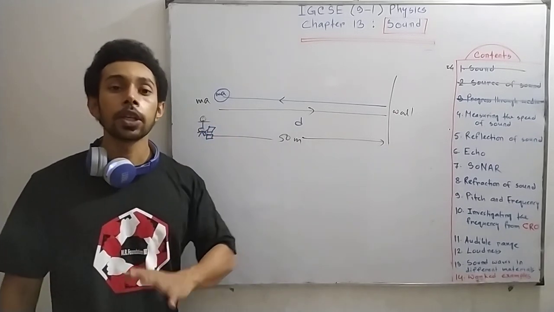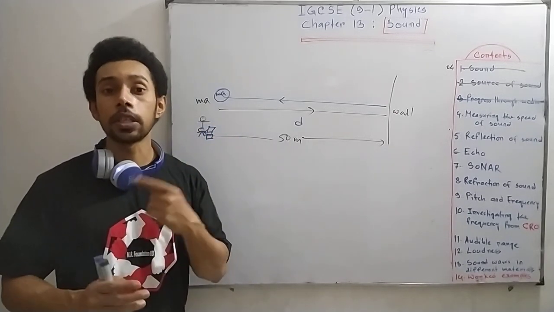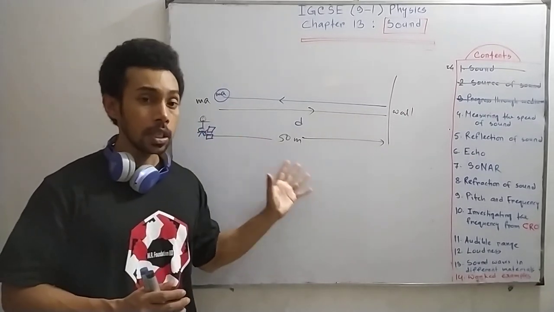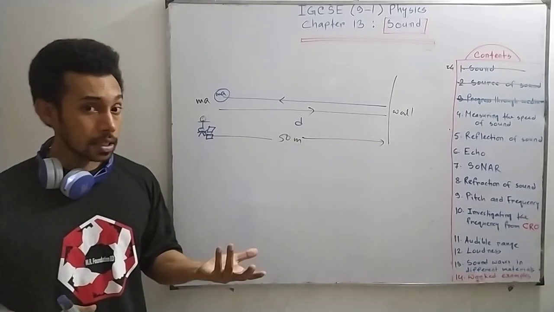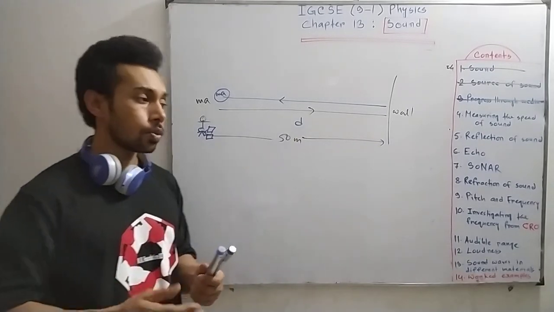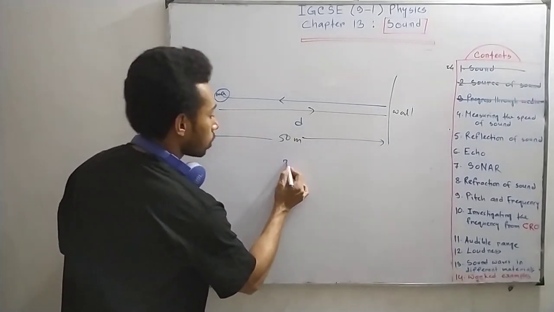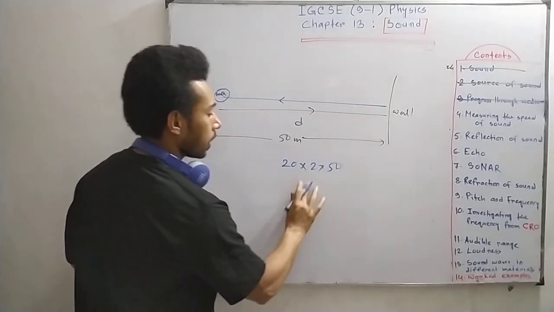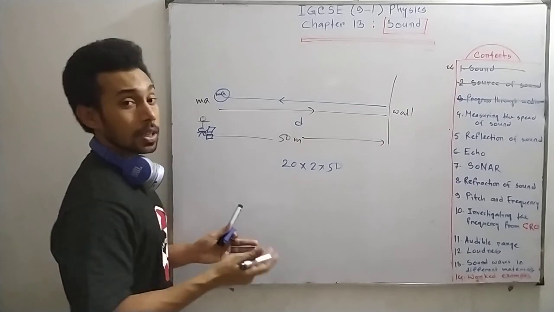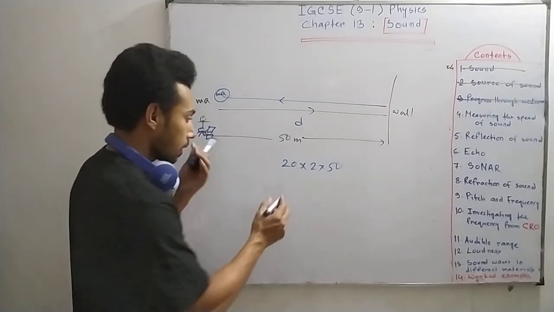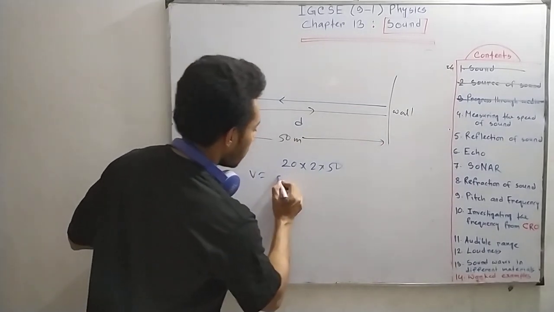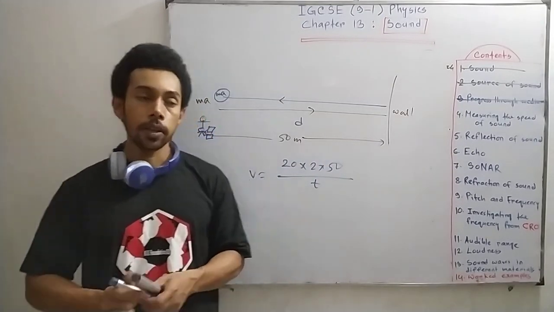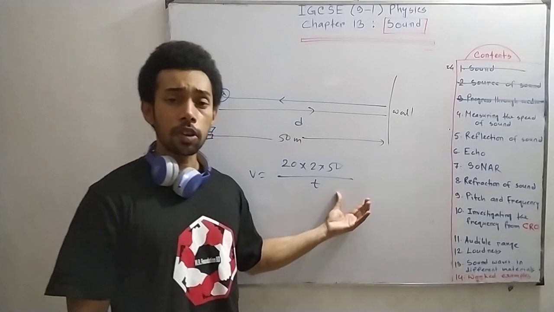Repeat it for 20 claps, or 20 times. By this time the sound will have traveled 20 × 2 × 50 meters. And you have recorded the time for 20 claps, so v will be this distance divided by the time you have recorded. Okay, so I'm again repeating it.